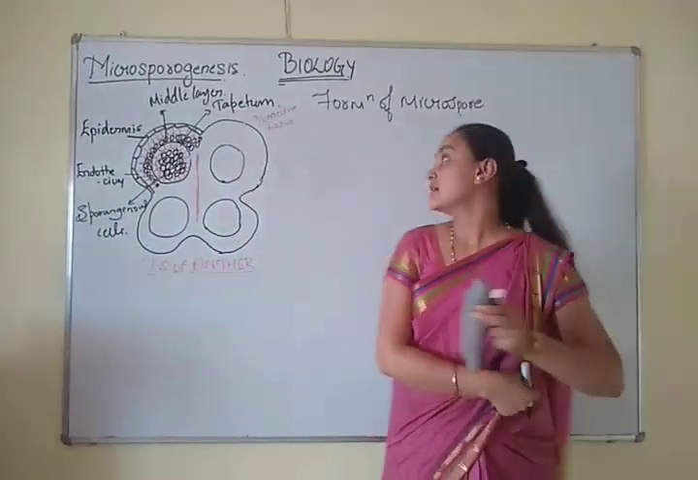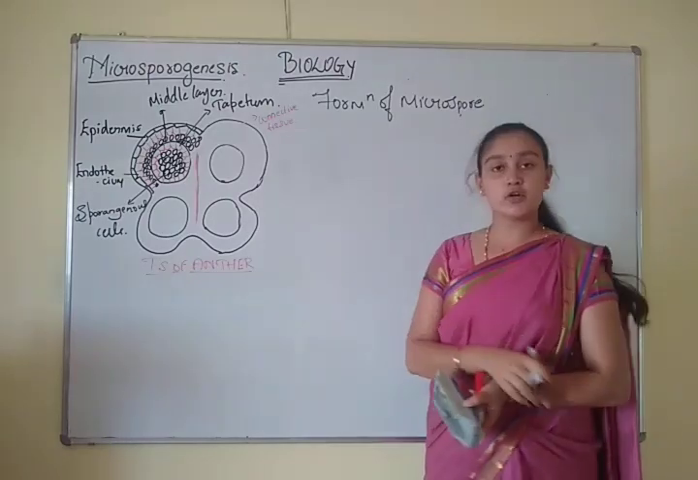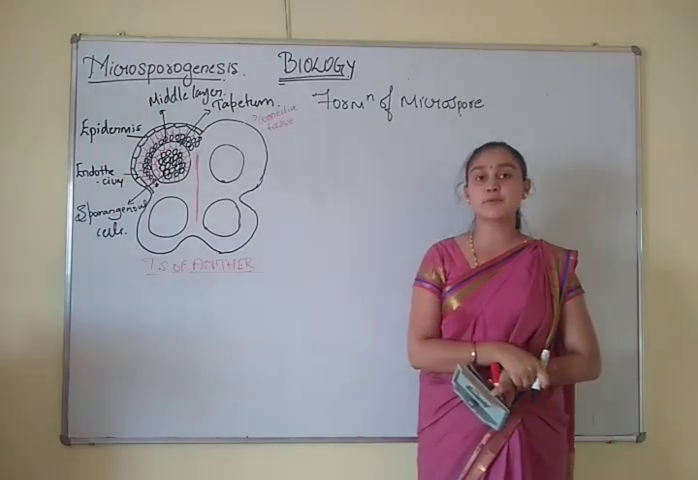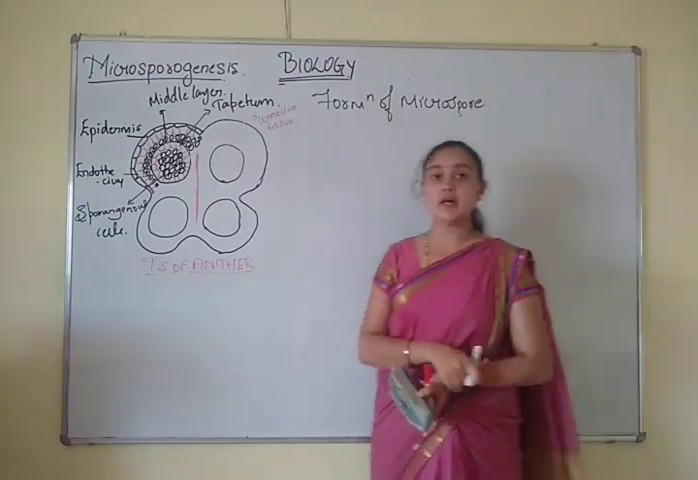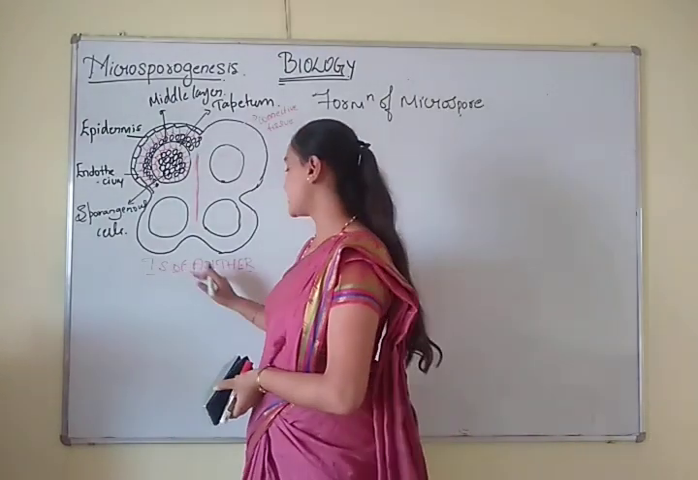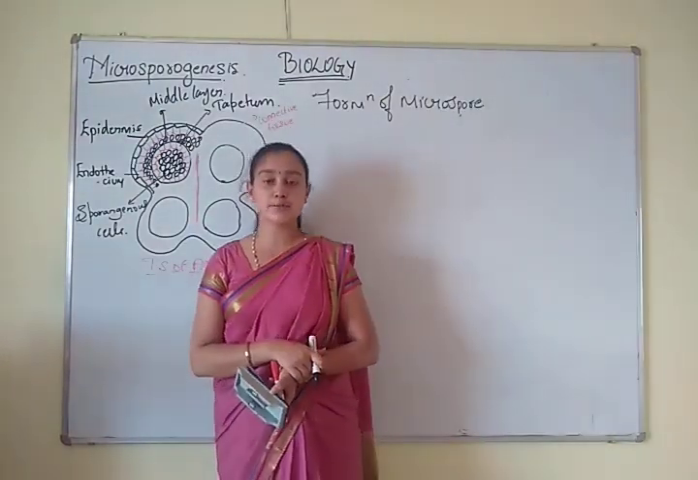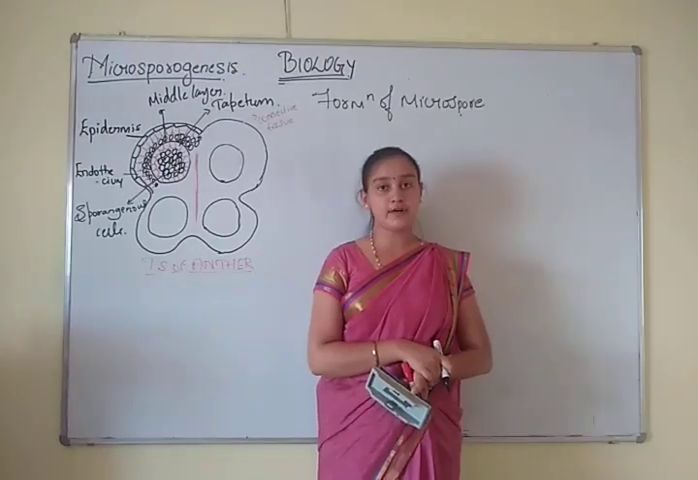Good morning, class. So today's topic is microsporogenesis. Microsporogenesis is called the formation of microspores in the anther. These microspores are the male gametes of a plant cell.